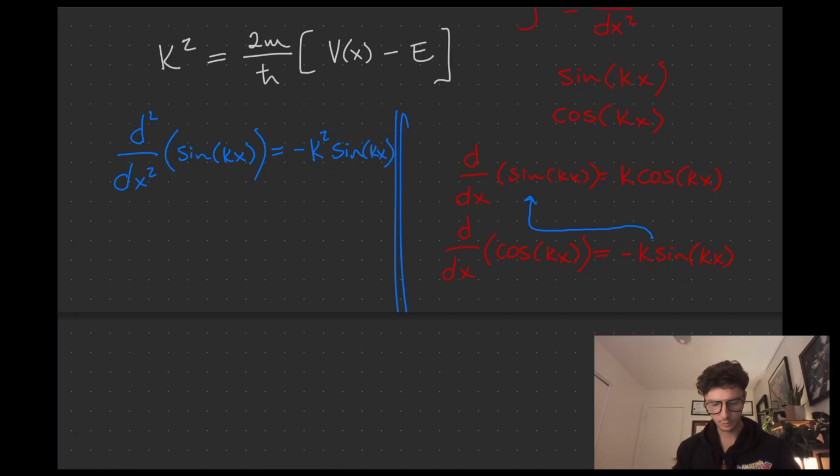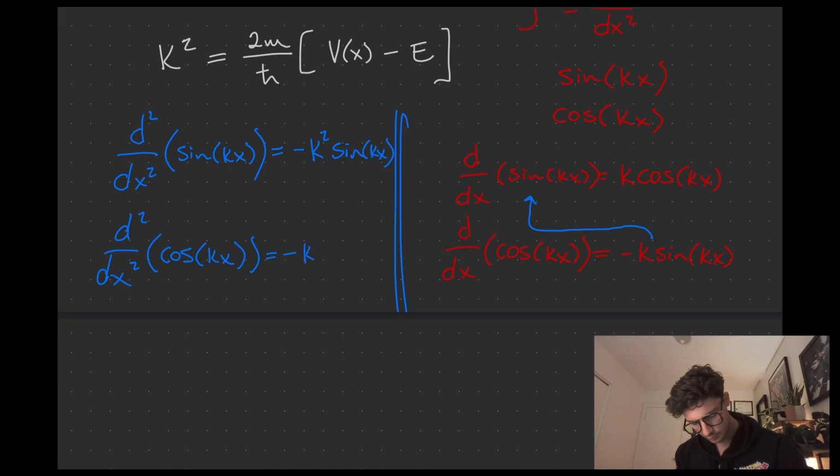And the same thing happens with cosine. So I guess I'm going to just write this over here. The second-order derivative of cosine kx is equal to minus k squared cosine kx. All right, let's see how this works.